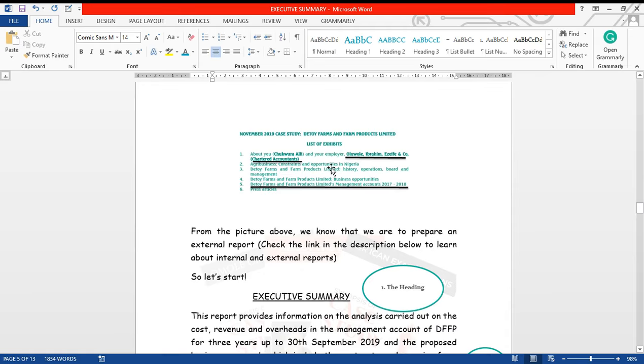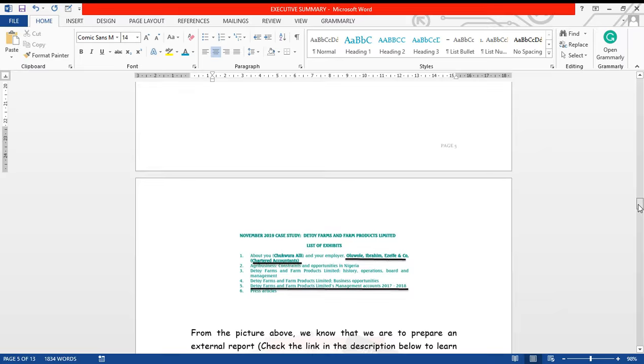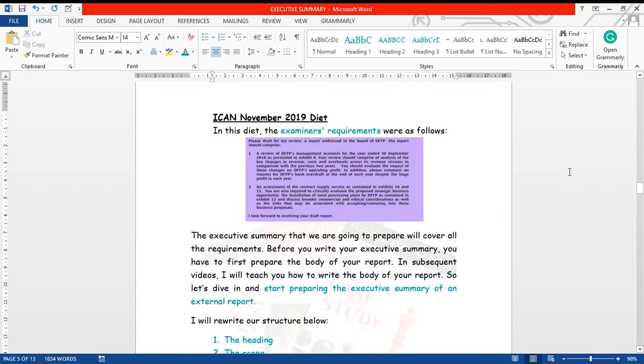And so this was the list of exhibits. We're told about you, Chukura Ali, and your employer. Your employer is who? Oluwole Ibrahim and Co, Chartered Accountants. And they give you management accounts of Detoy Farms and Farm Products. And don't forget the requirement of the examiner where we read here. Now DFFP is Detoy Farms and Farm Products: D for Detoy, F for Farm, F for Farm, P for Products. So that's DFFP, and I am preparing a report addressed to DFFP.